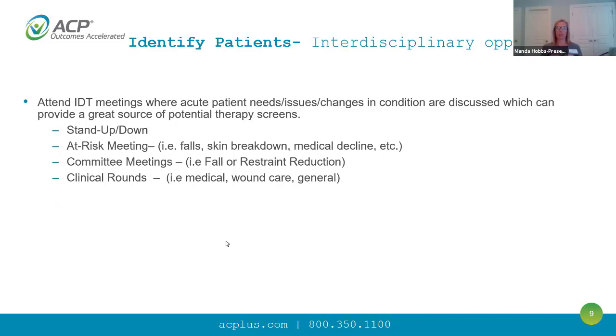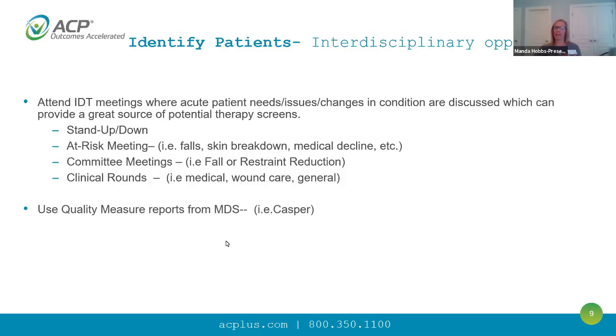If there is a particular program that you're running, let's say it's a wound healing program, there definitely are meetings taking place that would be beneficial for you to go to, right? Skin breakdown meeting, maybe it's wound care rounds that might be helpful to send your program champion to. So attending these on a regular basis is important for sure, and that can help drive some of the program identification.